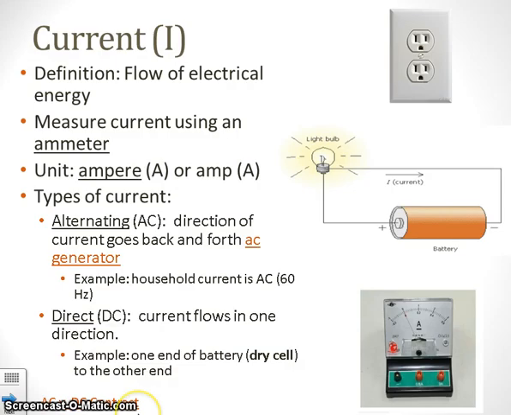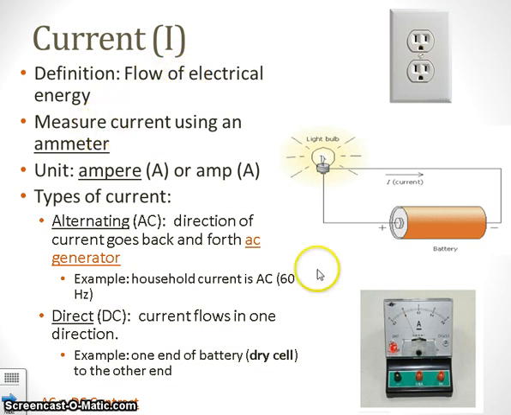The three main variables we look at in this unit are current, voltage, and resistance. So current, the first one we'll talk about here, the weird thing about it is the symbol in the equation we use is I. Even though the word current starts with a C, we use I as the symbol. It's the flow of electrical charge, electrical energy.